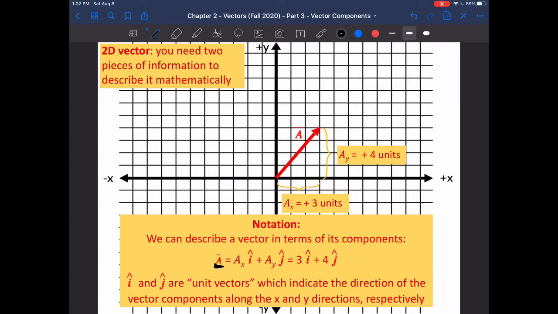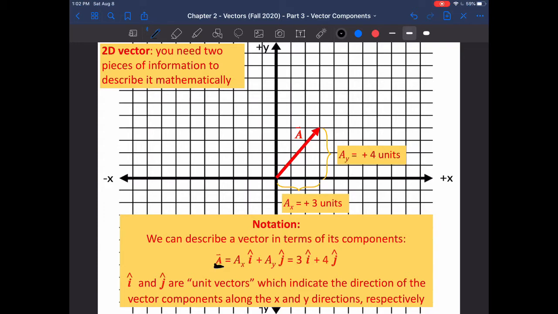Okay. So in order to tell you about the x component separately, I'm going to say a sub x, then I'm going to write down an I with a little hat symbol above it. Right? So this is something called the unit vector, which is going to indicate that something is pointing along the x direction.